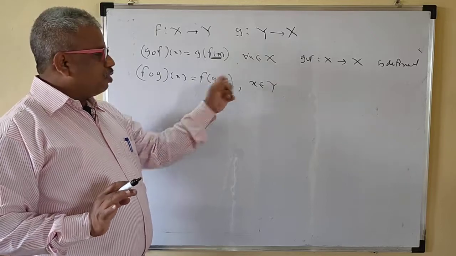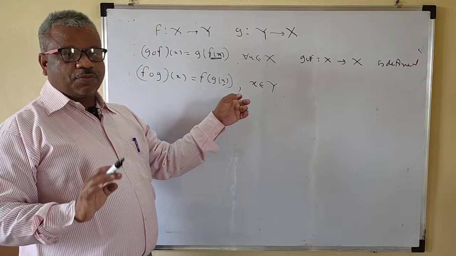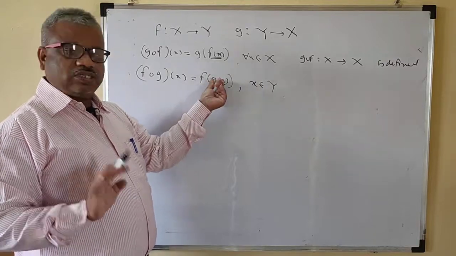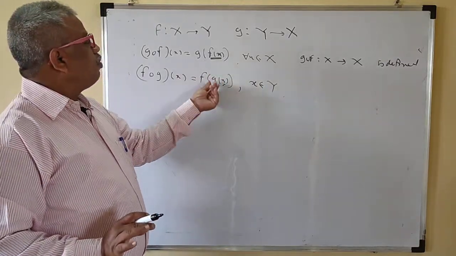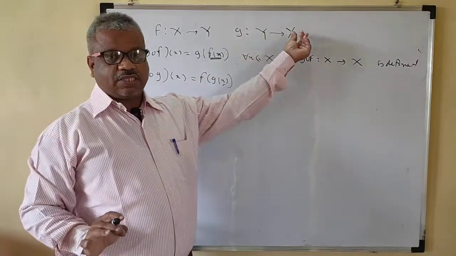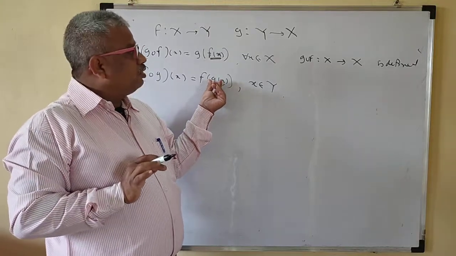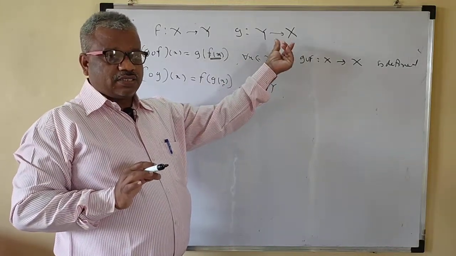No problem for this, because we have taken x from the elements of Y, not from capital X. That means your G of x is well defined here. The domain of G is Y, so G of x is an element of its codomain. So your G of x is an element of capital X.